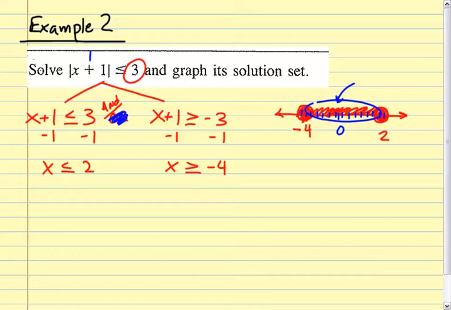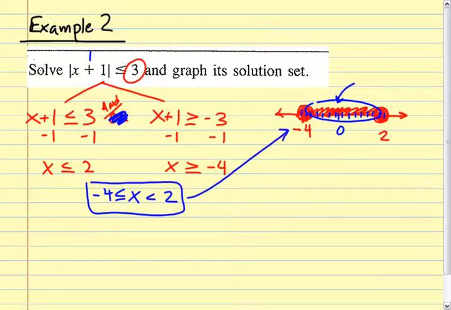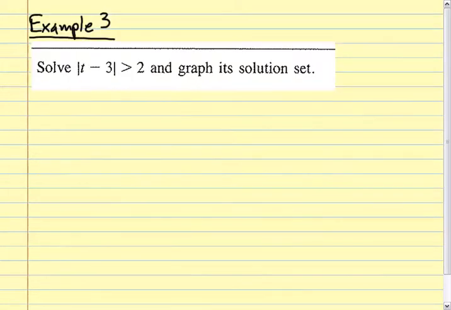So I can write these two things together. x is greater than or equal to negative 4 and less than or equal to 2. That's what my inequality looks like, and that's the graph. Perfect. Now let's keep rolling and look at the next one. Same thing, it's an inequality. It says solve that and graph its solution set.